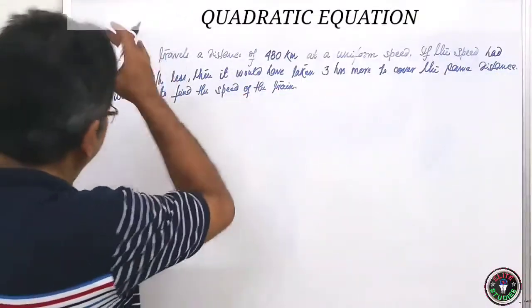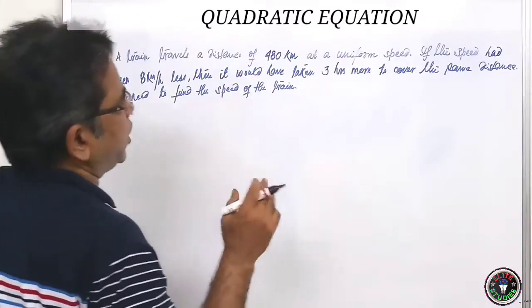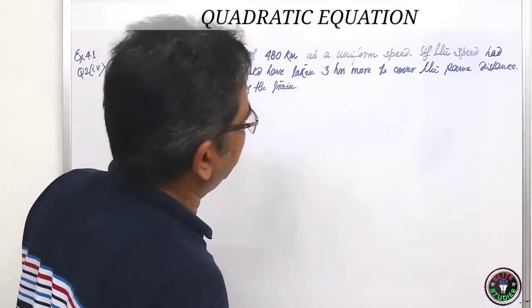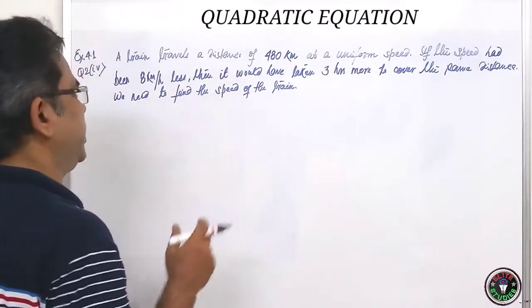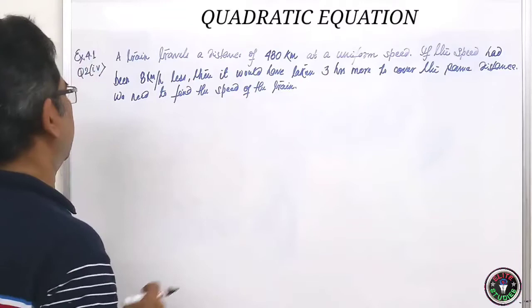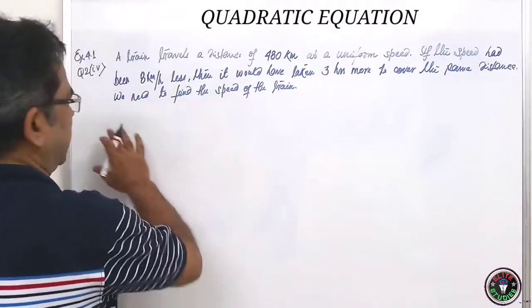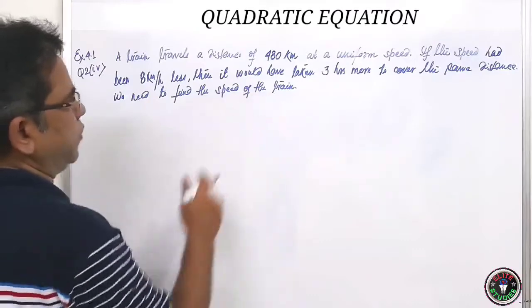Now let us do the last question, 2.4. A train travels a distance of 480 km at a uniform speed. If the speed had been 8 km less, then it would have taken 3 hours more to cover the same distance. We need to find the speed of the train. Now clearly our unknown is the speed of the train.